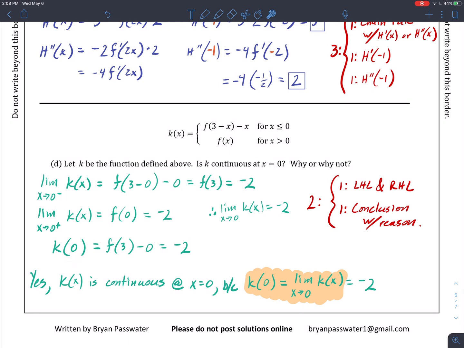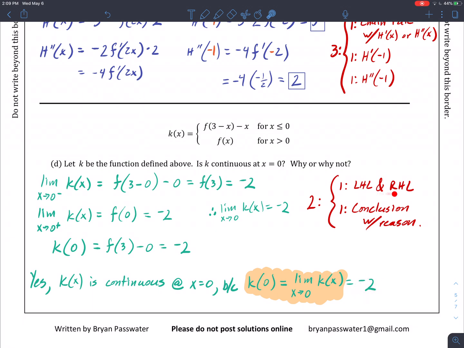So k of 0 clearly is going to do the same math that we did up here on the left-hand limit, and you end up with -2. So yes, k is continuous at 0 because k of 0 is equal to the limit as x approaches 0, and they both equal -2. You don't have to make this statement again, but I did.